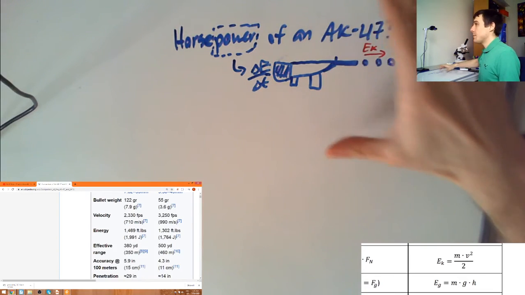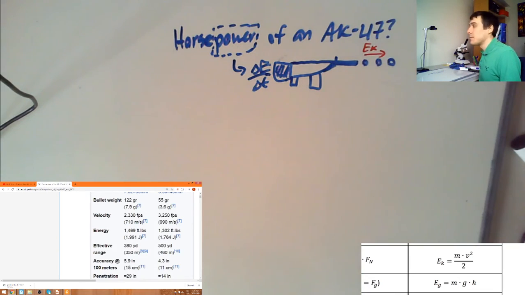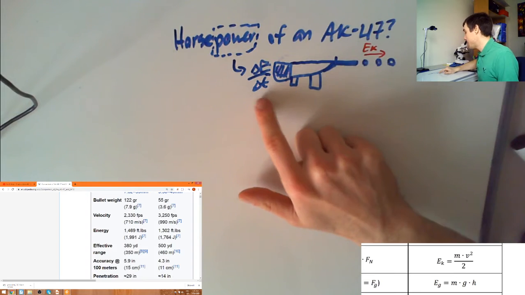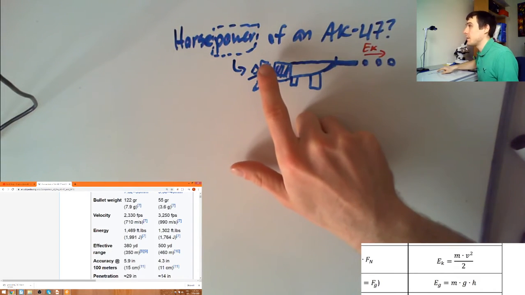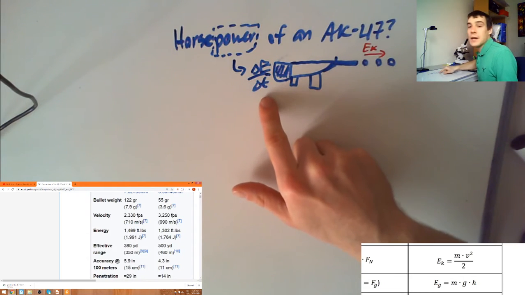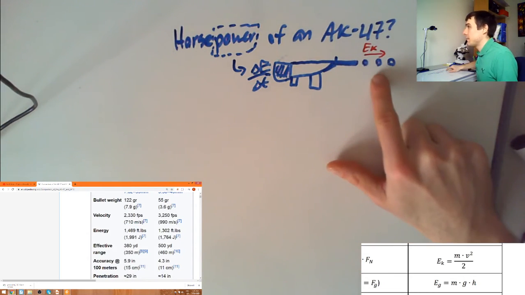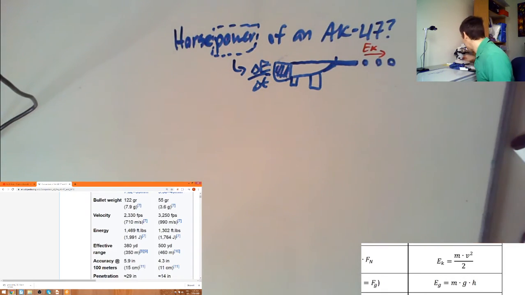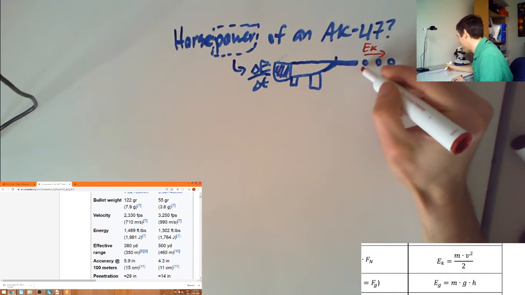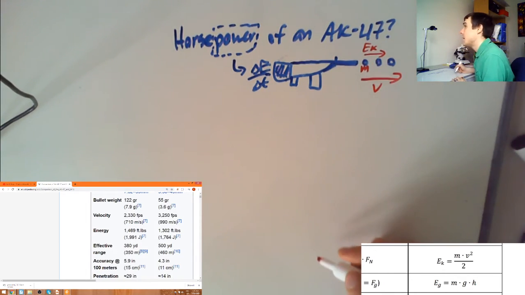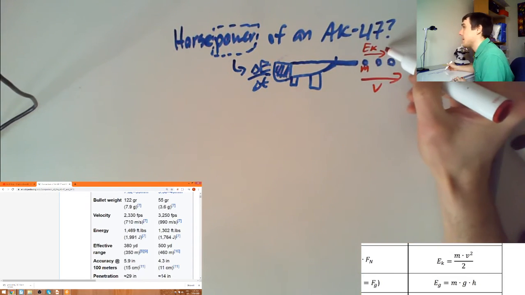We're trying to figure out the horsepower of an AK-47, and here's a terrible picture that I drew of an AK-47. Basically, it's change in energy over change in time, right? It's power. We're interested in power, so we need to know an energy and we need to know a time, how much energy is transferred and how much time it takes. So the basic thing that a gun does is it shoots bullets very quickly, and each bullet will have a mass, right? There's a mass of the bullet and a speed of the bullet. So that's going to be kinetic energy.